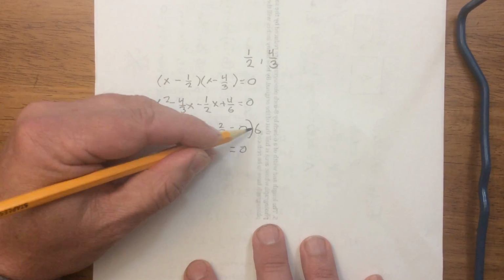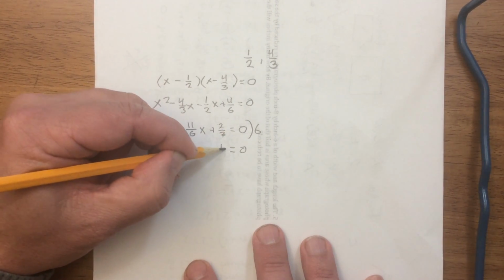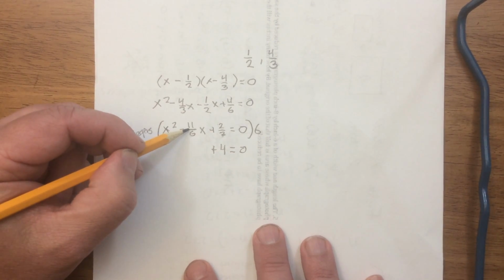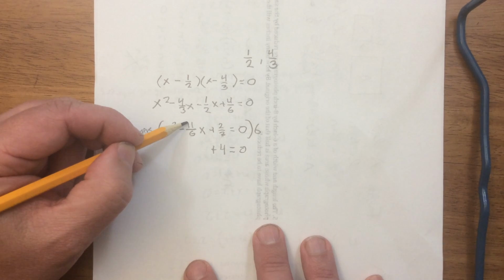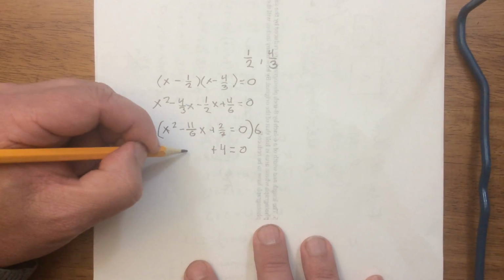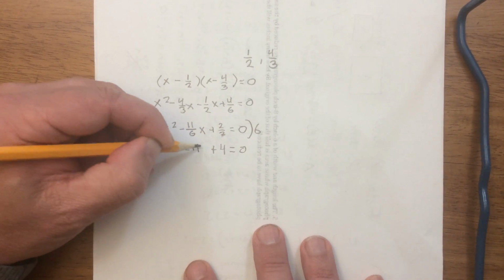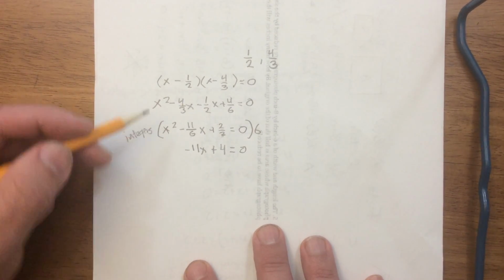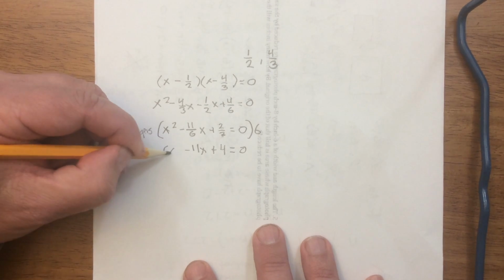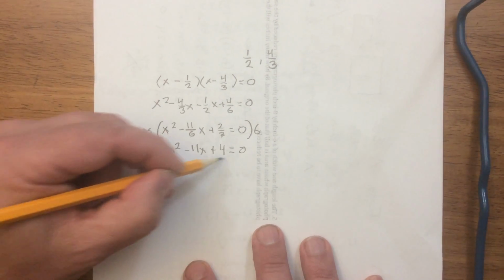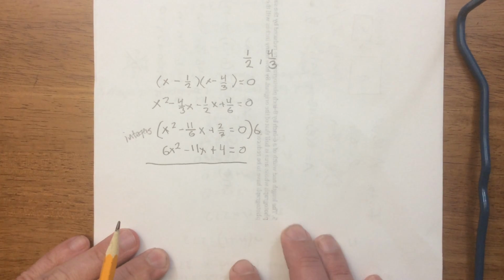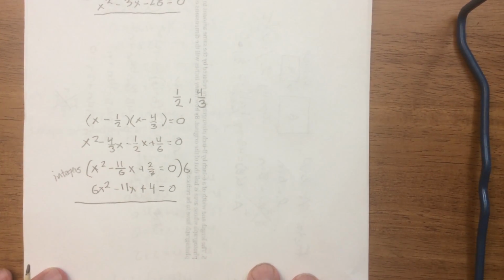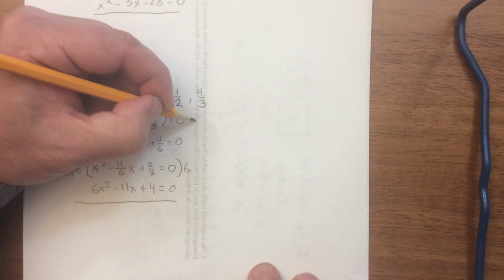I get 2/3 times 6, I get 4, and that's a positive. I go ahead and distribute here, and I get -11/6 times 6, and I get a -11x. Go ahead and multiply the x squared, and I get 6x squared. That's the final answer. But wait, there's another way of doing this.